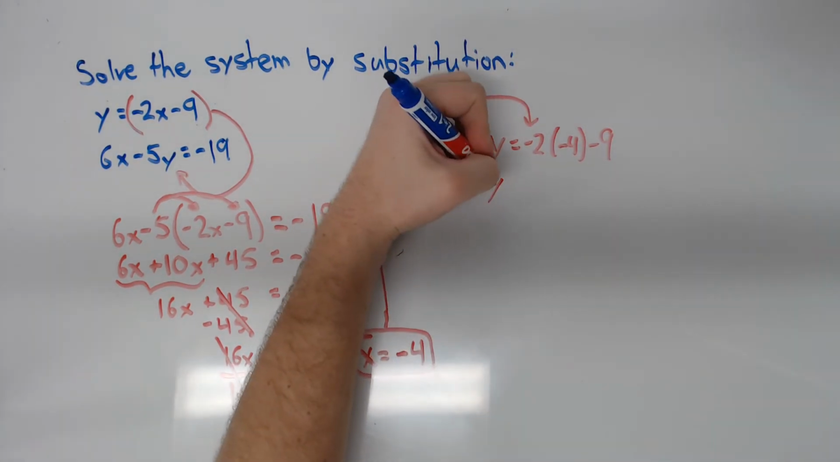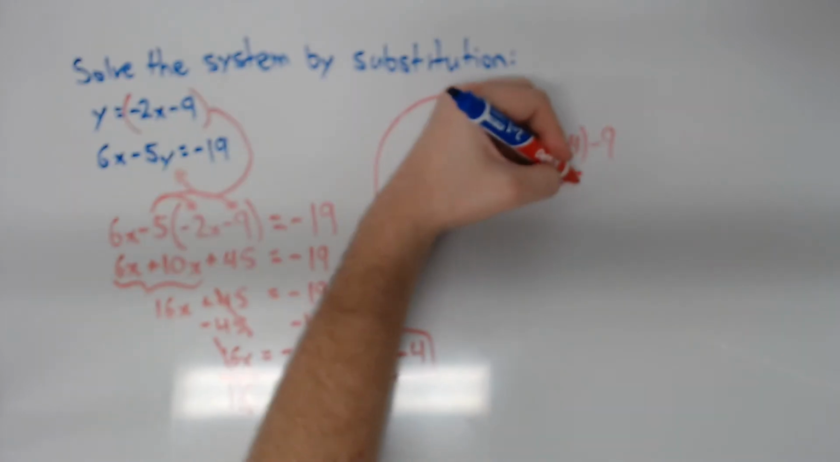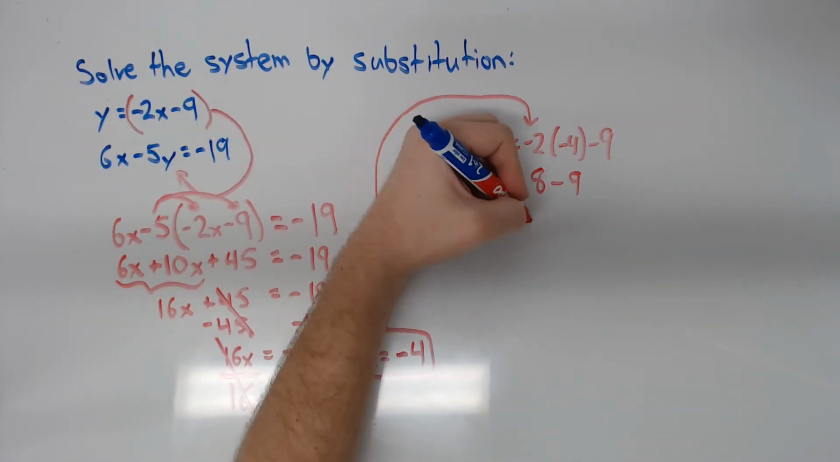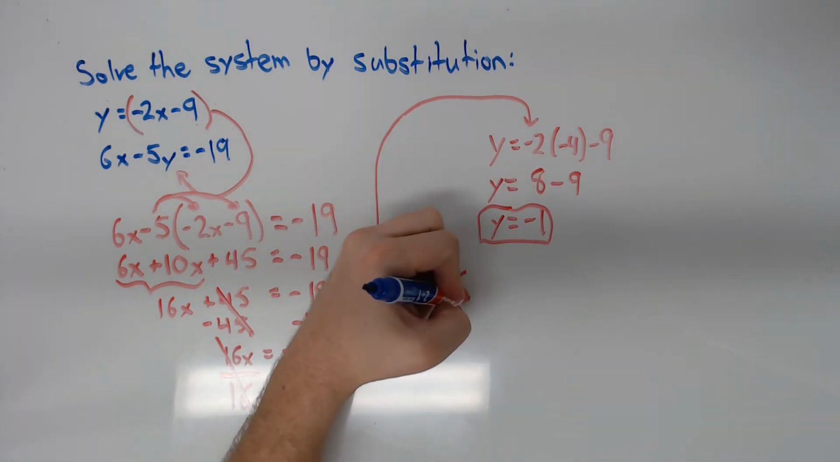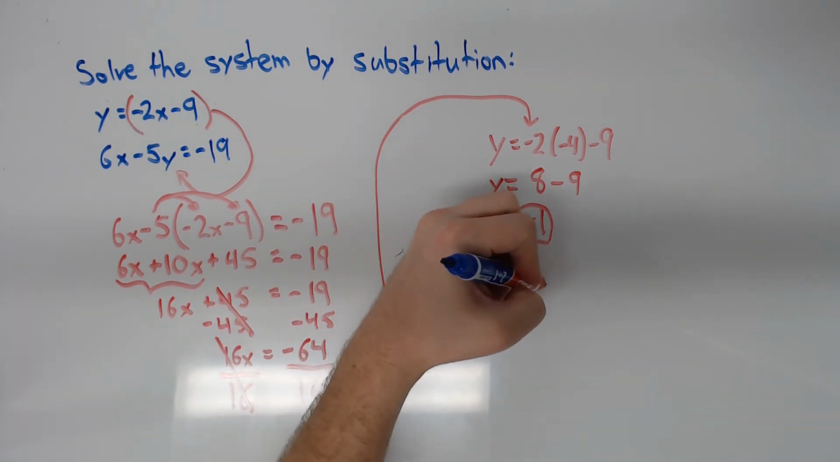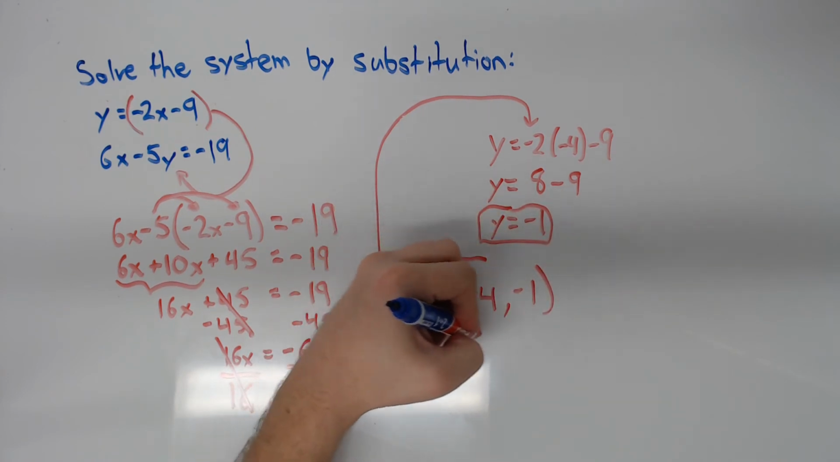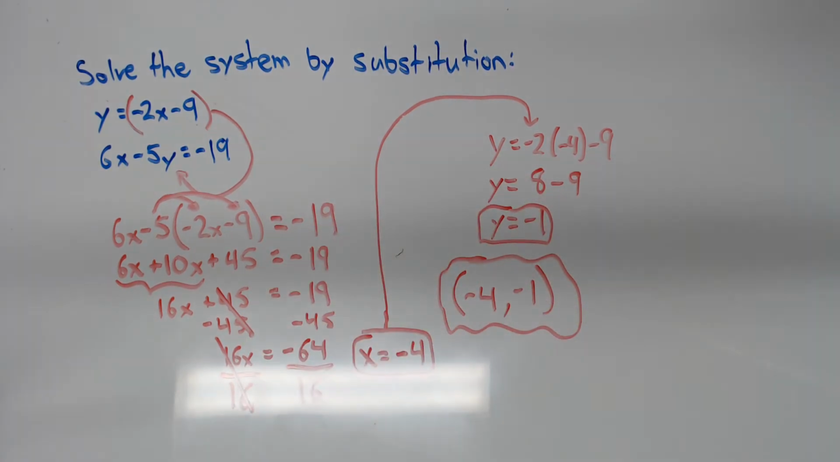-2 times -4 is +8. 8 minus 9 is -1. I have an x and a y value. I should write my answers in ordered pair, and this is my final solution. That is the point that these two should cross at.